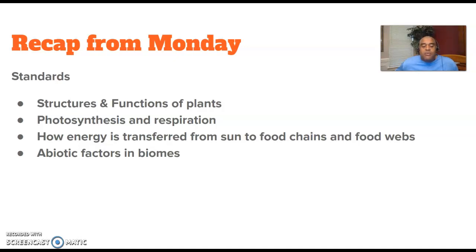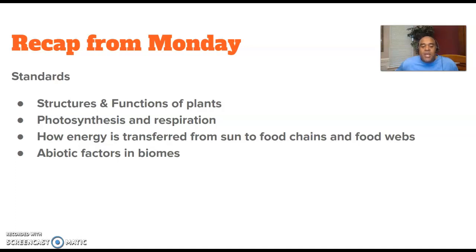Our third standard is how energy is transferred from the sun to food chains and those more complex food webs. Remember, everything begins with the sun and how the sun allows the plants to grow. The plants become food for consumers, and we just mosey up and down that food chain.